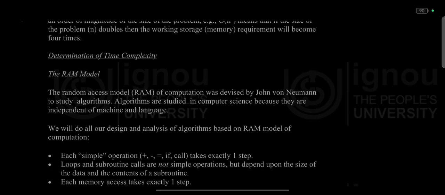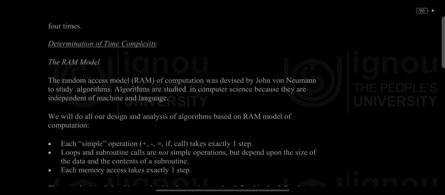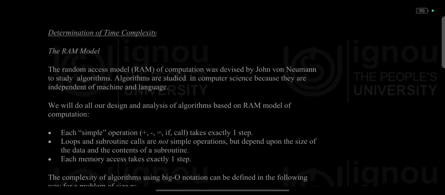Determination of time complexity. The RAM model, the random access model RAM of computation, was devised by John von Neumann to study algorithms. Algorithms are studied in computer science because they are independent of machine and language. We will do all our design and analysis of algorithms based on the RAM model of computation.